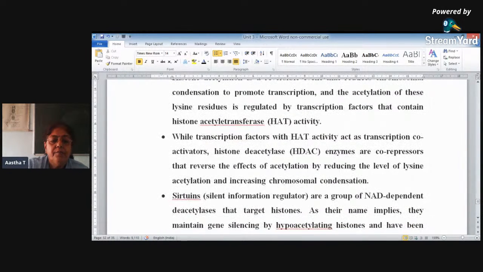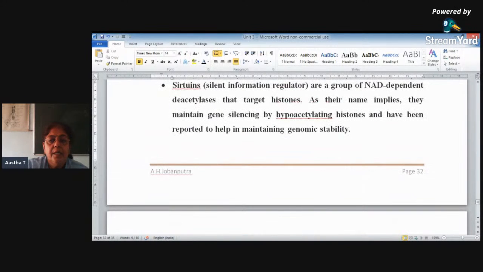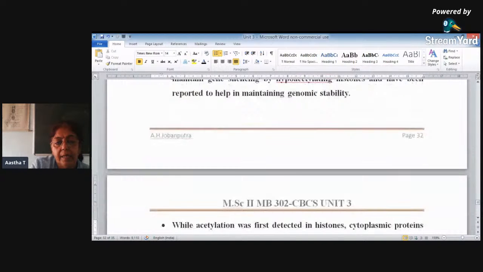Sirtuins, that is silent information regulators. These are a group of NAD dependent deacetylases that target the histones. That means for attaching the acetyl group an acetylase is needed, but for removal again deacetylases are required. And these sirtuins, silent information regulators, act as deacetylases for target histones. And what causes the process of gene silencing? Hypoacetylated histones. We have seen gene silencing earlier.